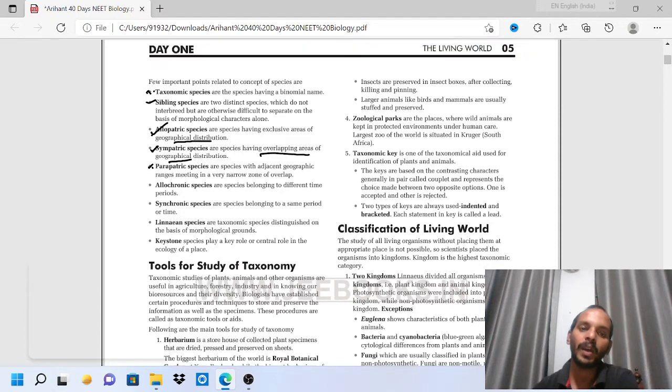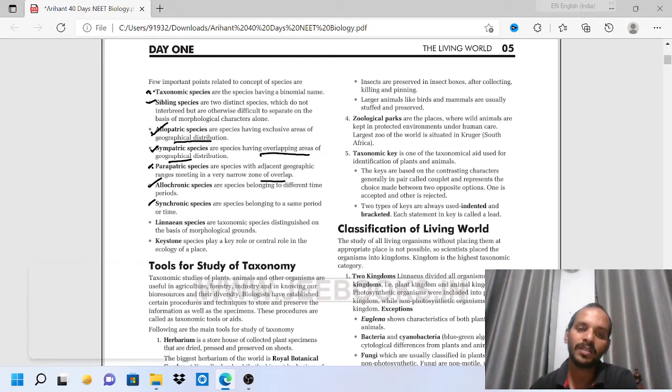Now next is the parapatric species. Parapatric species are species with adjacent geographical ranges meeting in a very narrow zone of overlap. So it is known as parapatric species. Allochronic species belong to different times and periods. It is not much important. There are also synchronic species belonging to the same periods.